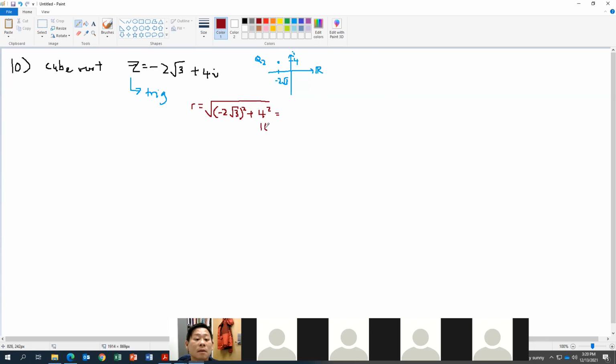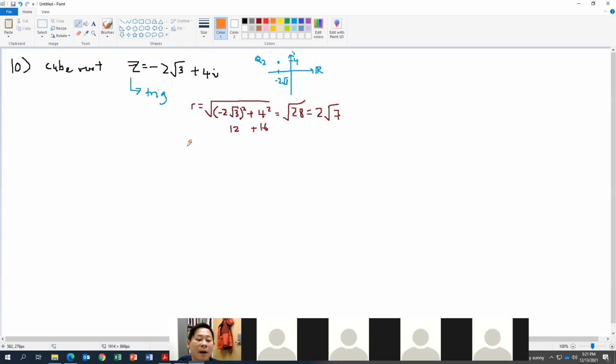This is 12, because negative 2 squared is 4, and the square root squared cancels, becoming 3. So 4 times 3 is 12. And the 4 squared is 16. So 12 plus 16 is 28, so this is the square root of 28. If you want, you can write 2√7. I'm not picky about that. So this is how you find the R. Next, you need to find theta.